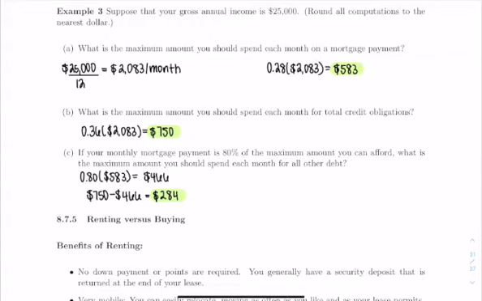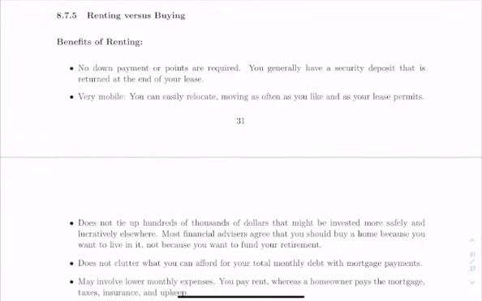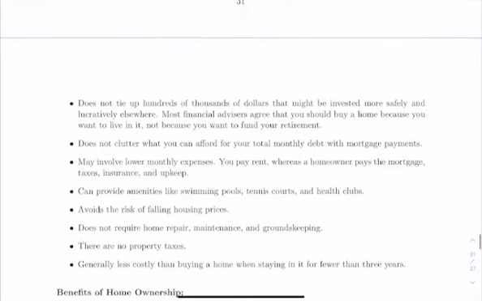And so then we come down to, should we rent or should we buy? So there are some benefits of renting. There's no down payment or points required. You generally have a security deposit that is returned at the end of your lease. It's very mobile. You can easily relocate, moving as often as you like as your lease permits. It does not tie up hundreds of thousands of dollars that might be invested more safely and lucratively elsewhere. Most financial advisors agree that you should buy a home because you want to live in it, not because you want to fund your retirement.